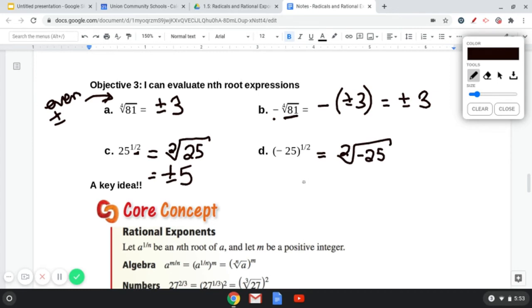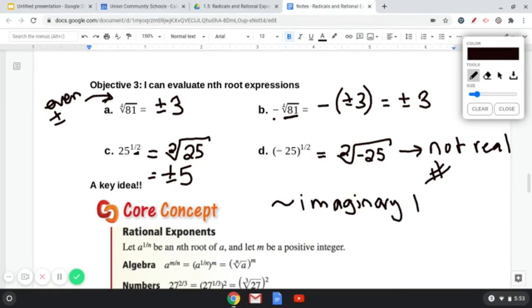Class, this is not something we know how to do yet. This gets us a not real number. This gets us an imaginary number. An imaginary number, by definition, is called i, and that's equal to the square root of negative 1, because this is how we define the square root of negative 1. So far we haven't had a definition for what happens when you take the square root of a negative number. And we're going to talk about this later on in the course.